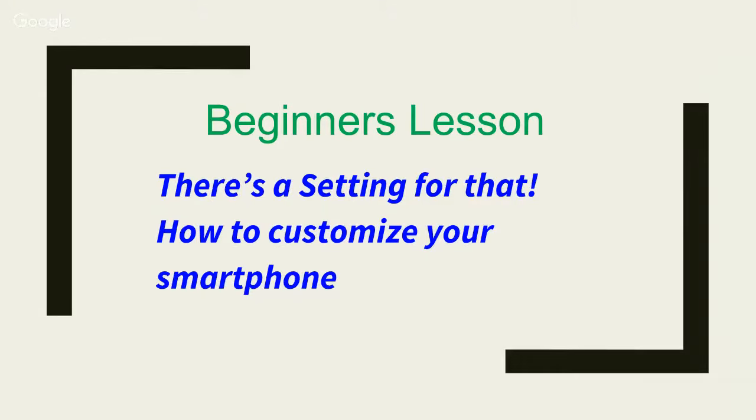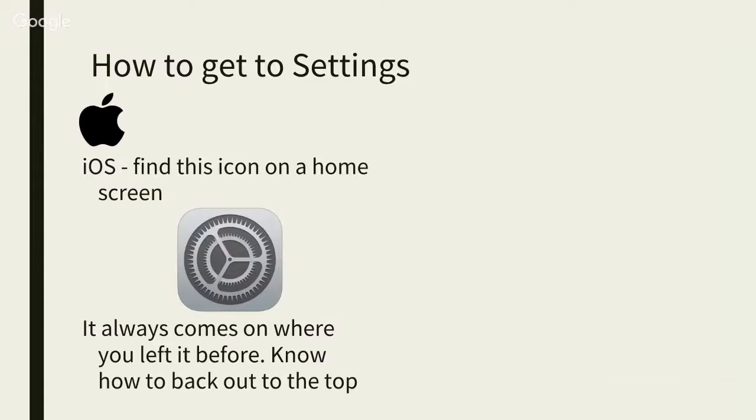So our beginner's lesson today is there's a setting for that. And you'll hear us say that a lot today, or wherever you see us there, we'll say that. And how to customize your smartphone. It's kind of like my version of what so many people say: there's an app for that. Right. And there's an app for every little thing. But you know something? You can have too many apps. I think so. So there's a lot of things that your phone can do just by understanding the settings. So there's a setting for that.